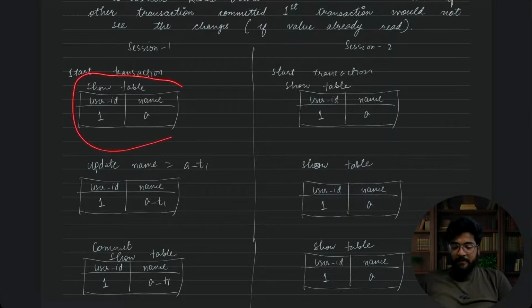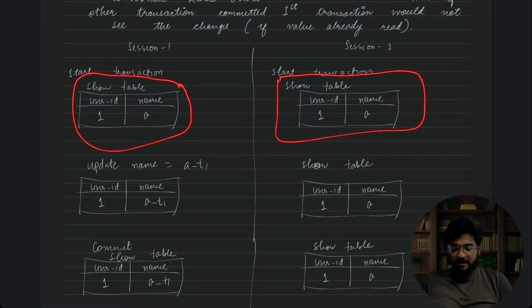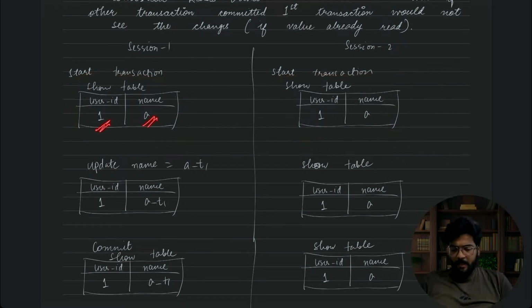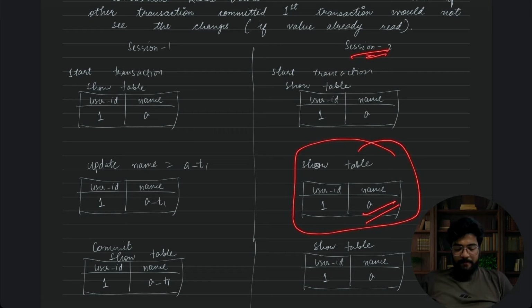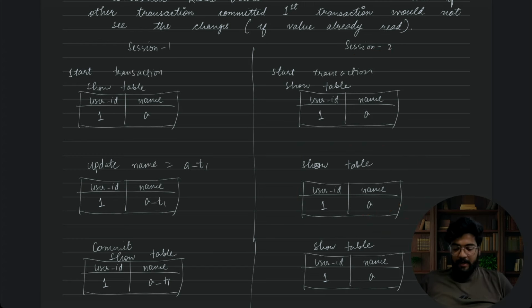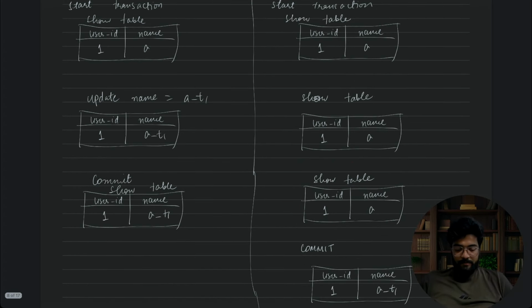Currently, the table in our database has a user ID and a name. Now, in transaction 1, I have updated the table, and the updated name is A_T1. If I look at the table in session 2, we will see the previous name, which is A. But now I have committed the transaction in session 1, and the table is something like this.